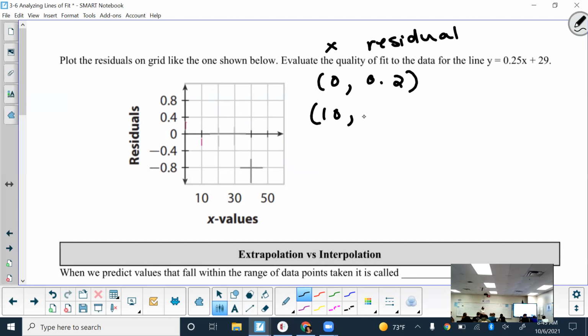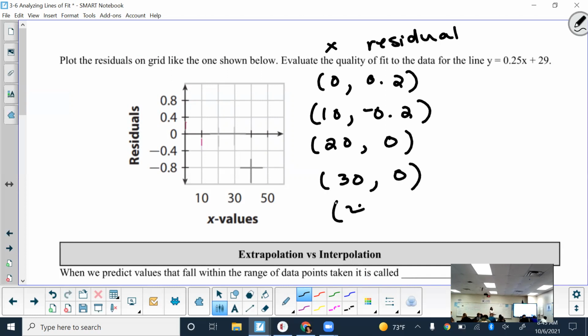What about when X is 10? What was our residual? Negative 0.2. When X is 20? When X is 30? And when X is 40? Negative 0.8. So then plot these points on your residual plot. So like 0 and 0.2 would be here. 10, because your x-axis is here, and negative 0.2 would be here. And then plot your other ones.